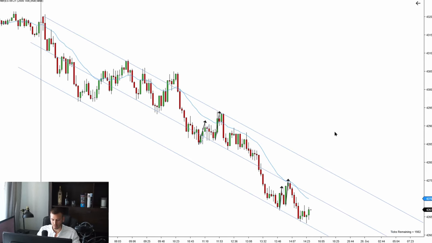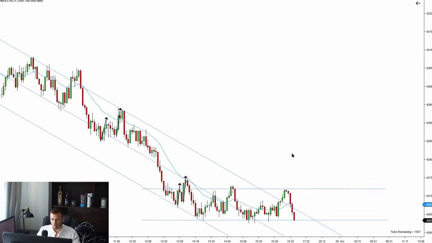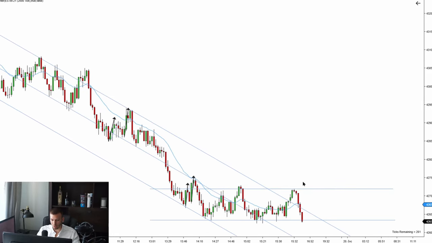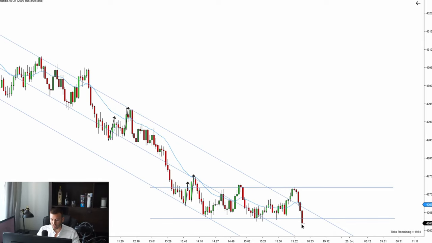All right, guys, the market opened about 3 minutes ago, and we just had a break of this two-tier channel working lower. We are making a new low right here.